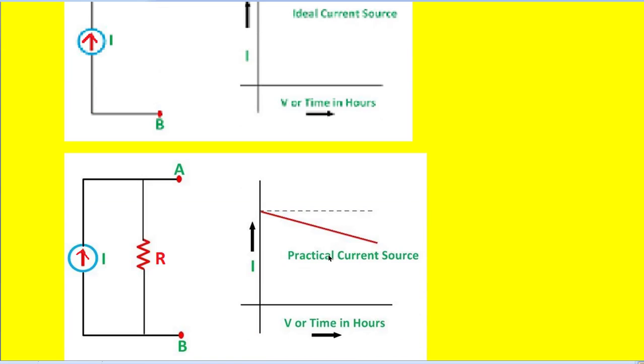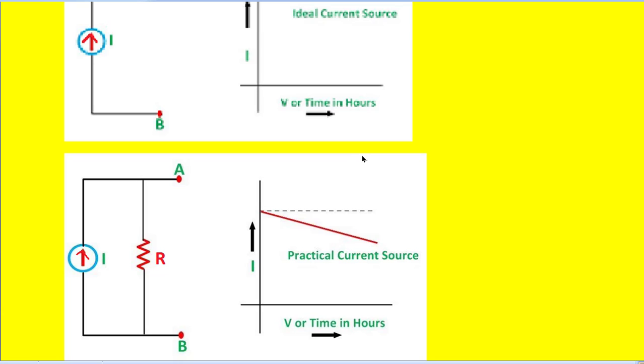Coming to the practical current source, its resistance is in parallel with the current source like this. That resistance we call capital R. For a practical current source, the value of internal resistance is very high, but it is not equal to infinity. So in that case, if you connect the load across A, B terminals, some current flows through the load and some current will flow through the resistance R.